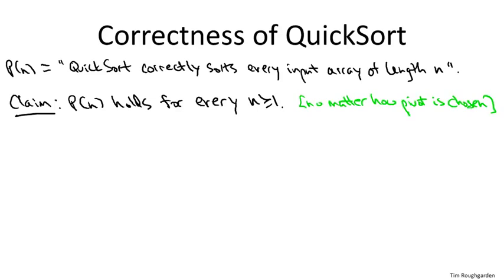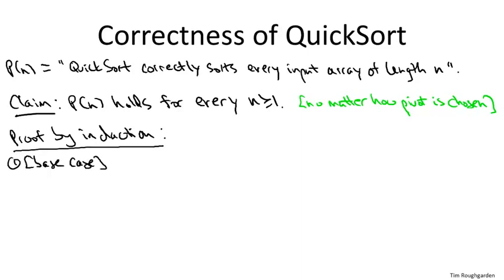So let's proceed by a proof by induction. For the base case, when n equals 1, this is a fairly trivial statement. Right? Then we're just talking about inputs that have only one element. Every such array is already sorted. Quicksort when n equals 1 just returns the input array. It doesn't do anything, and that is indeed a sorted array that it returns.